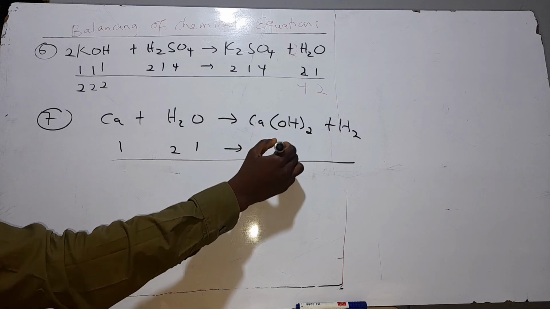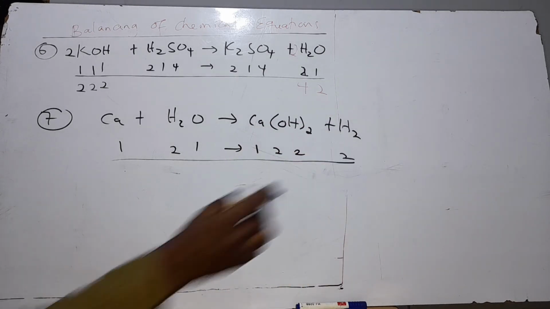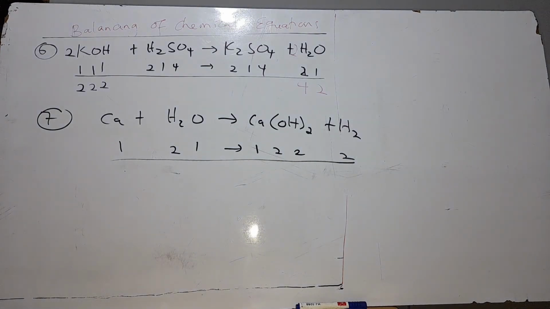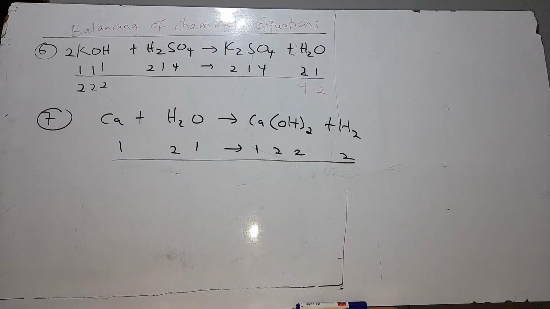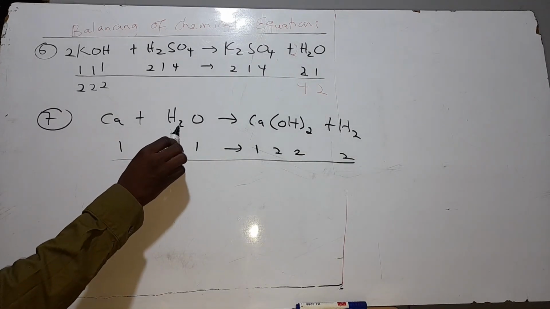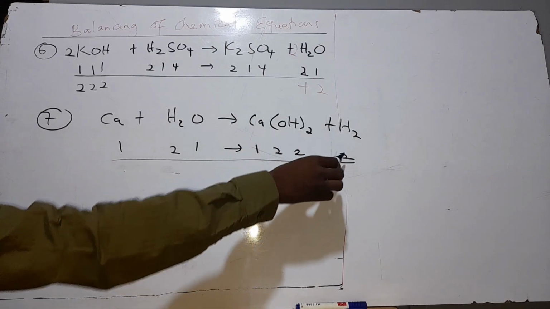How many oxygen do we have here? We have 2. How many hydrogen? We have 2. So I want to start balancing the calcium. We have 1 calcium here, we have 1 calcium there. It's balanced. How many hydrogen do I have here? We have 2 hydrogens here. How many hydrogens do I have here? I have 2 and 2 making 4.